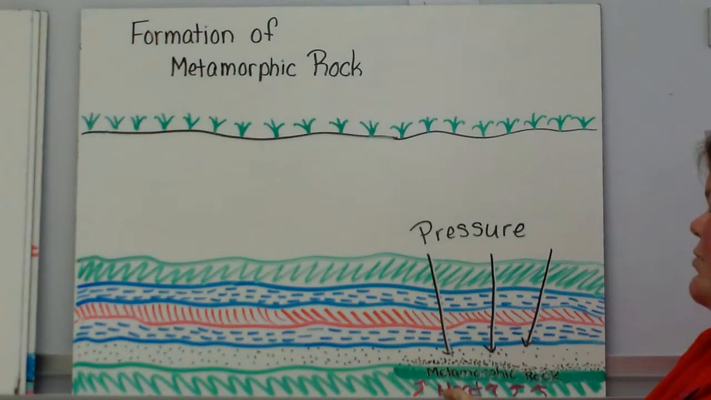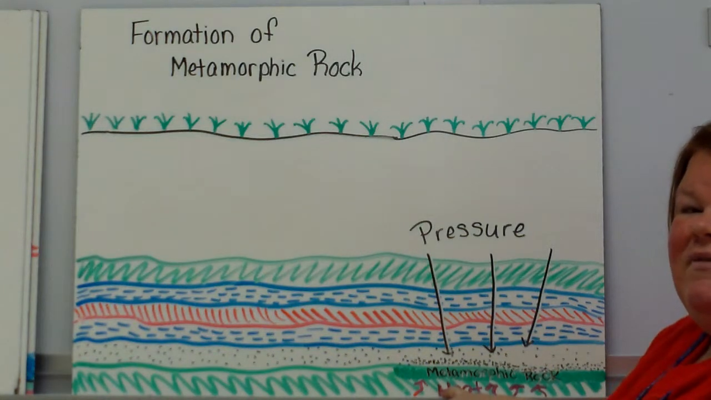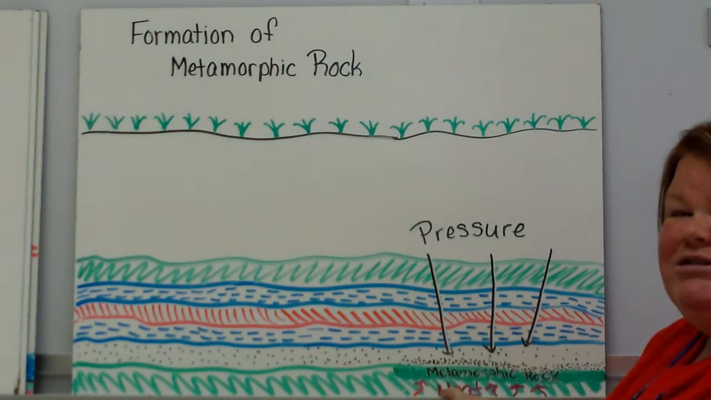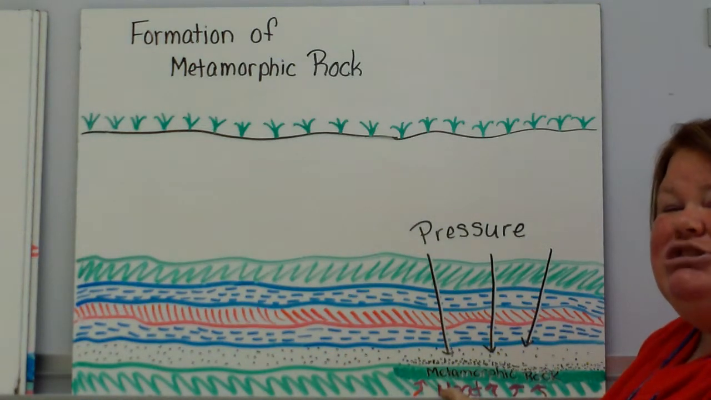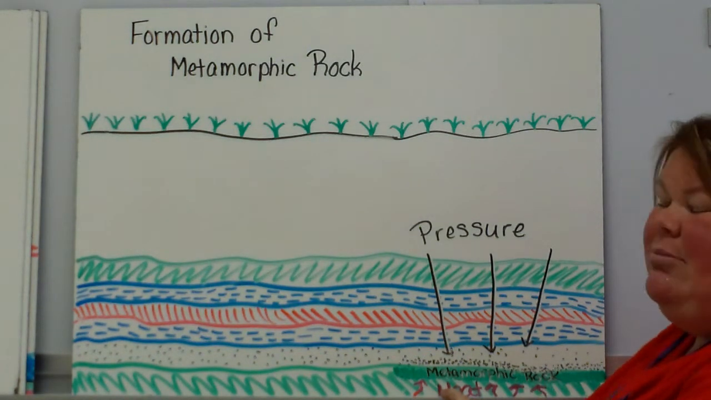One example would be an igneous rock such as granite. Granite, if it goes deep enough into the Earth's crust, the pressure from above and the heat from below can actually turn granite into marble, which is an example of metamorphic rock.